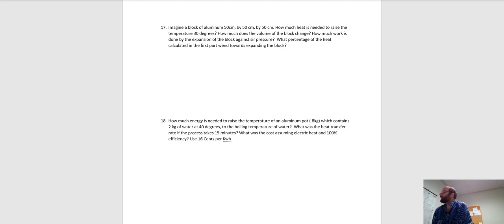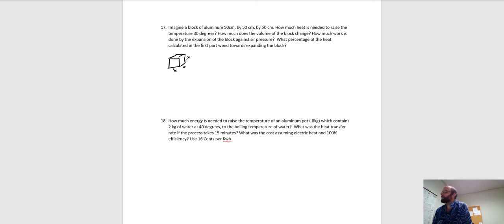I'm making this one to help you out with numbers 17 and 18 on your Unit 4 homework. So imagine a block of aluminum, 50 by 50 by 50. Might even start with a quick little sketch of that aluminum. I'll just put X, X, and X for now. How much heat is needed to raise the temperature by 30 degrees?